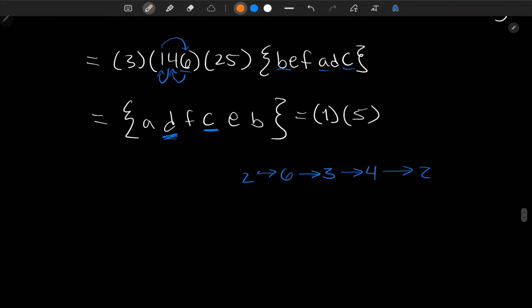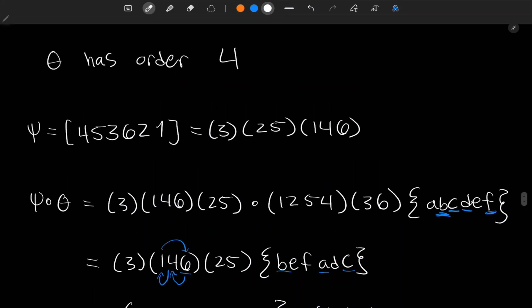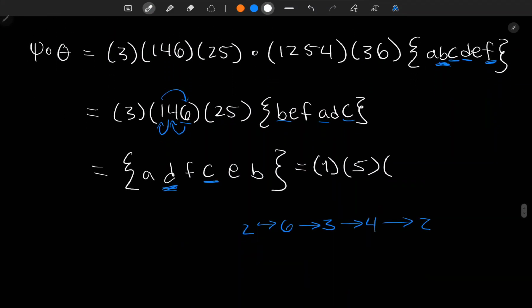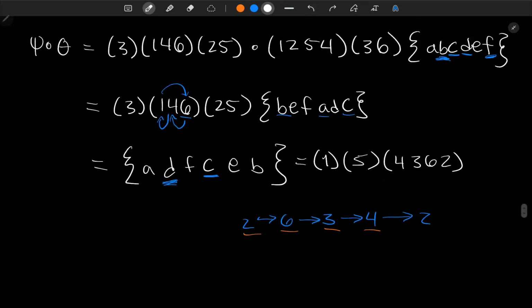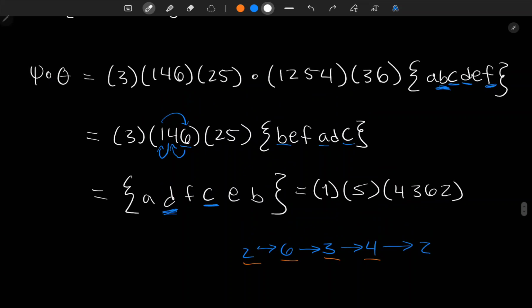And the way that you read this, so you know how to write it down in the correct order, is you read it backwards. So you say 4, 3, 6, 2 is the permutation, or in cycle notation. So we have 4, 3, 6, 2. So you read it backwards from the first non-repeated element. And that gives you the full cycle notation of psi composed with theta.